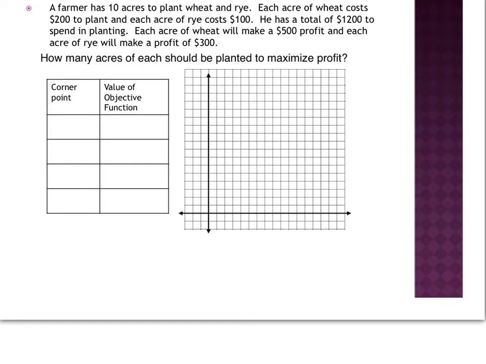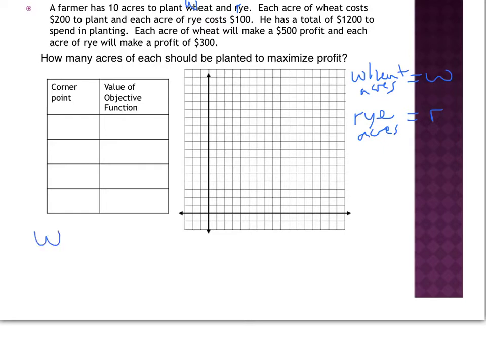We have wheat and we have rye. So why don't we call wheat W and we'll call rye R. Those will be our two variables. And it says he has 10 acres to plant wheat and rye. So if W is the acres of wheat and R is the acres of rye, so wheat acres will be W and rye acres will be R. So those will be our two variables.